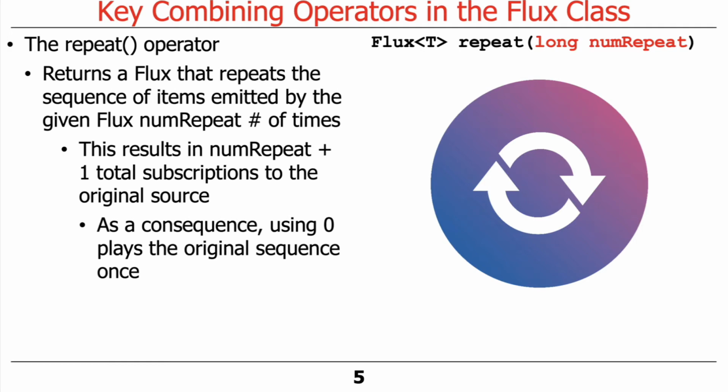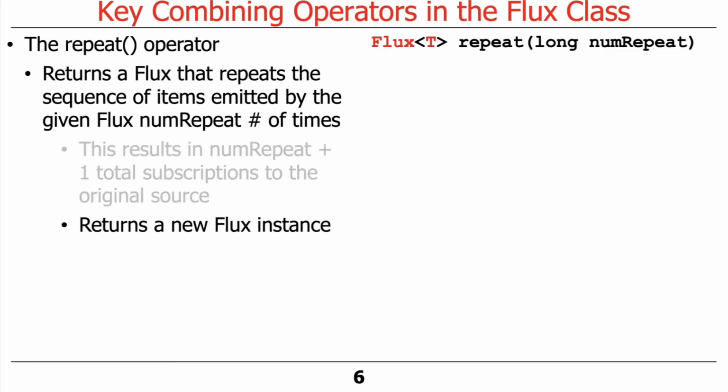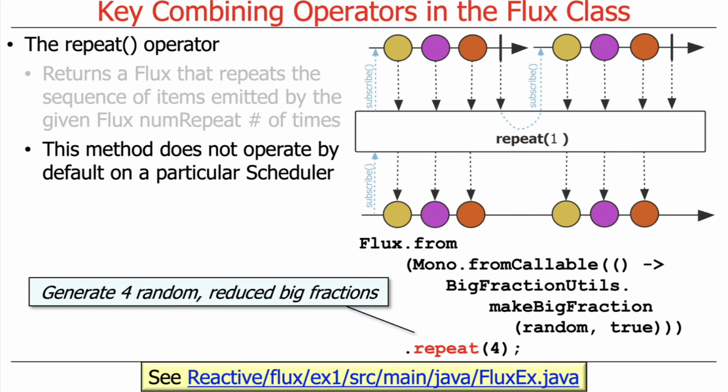Oddly enough, the number of times the results are repeated is actually numRepeat plus 1. So if you pass in 0, it'll replay the thing once. Not quite sure why it has that semantic, but that's the semantic it has. And it returns a new Flux instance. This particular method doesn't operate by default on a particular scheduler. It's whatever scheduler it inherits from the context in which it's called, which could be the main thread, for example, as we show here, or it could be some subscribeOn background thread if we give it a scheduler.